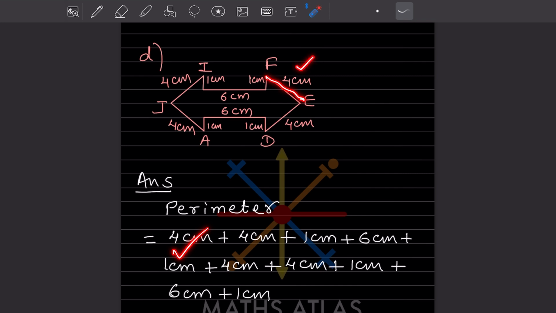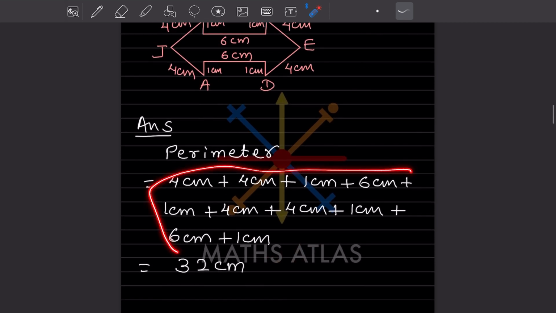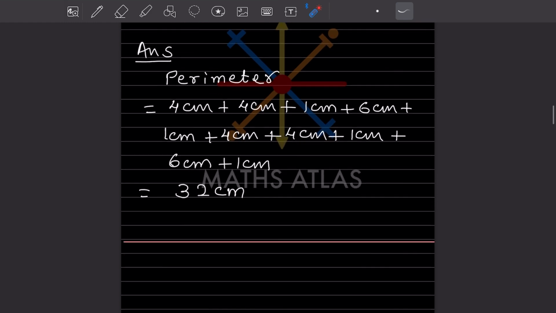Now this part is 4. So you're going to write it here. So you have to keep on marking 4. Now this part, that is 1. So you're going to write it over here, 1. And this one is 6. So you're going to write it over here. And what remains here is 1. This you're going to mark because we started from here. So now you're going to add it, which is very easy. When you add all this, that is 32 centimeter. Don't forget the unit. If you forget to write the unit, you might lose half or sometimes even 1 mark.